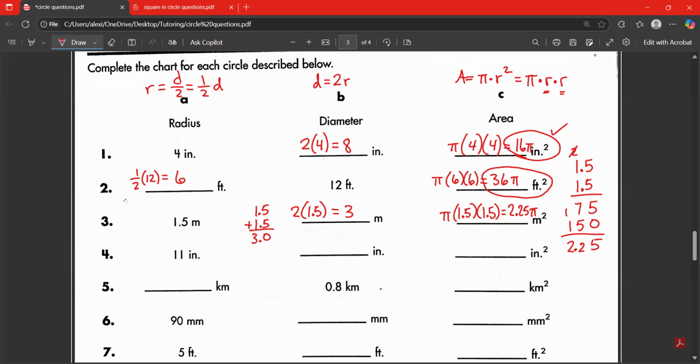All right, let's do a few more together. Radius is 11. Well, that means area is pi times 11 times 11, which is 121 pi. Now, of course, if you don't have 11 times 11 memorized, you can just do it off to the side.